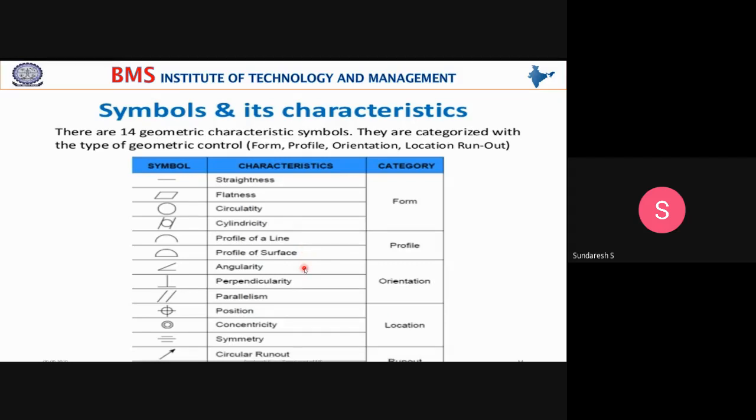This is very important because definitely one question will be there on geometric tolerances: write short notes on geometric tolerances and their symbols. It carries 8 to 10 marks in your exam. So you need to know form, profile, orientation, location, and runout. These are the 5 different categories. Which symbols come under which category, and what those symbols are, we are going to discuss in detail one by one, right?